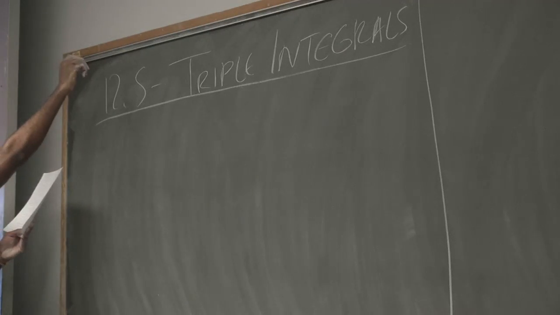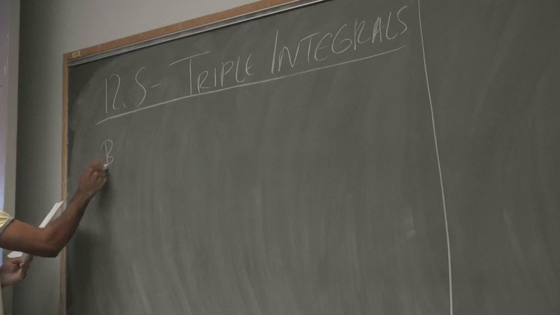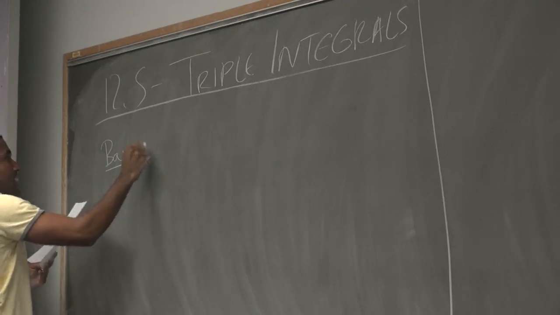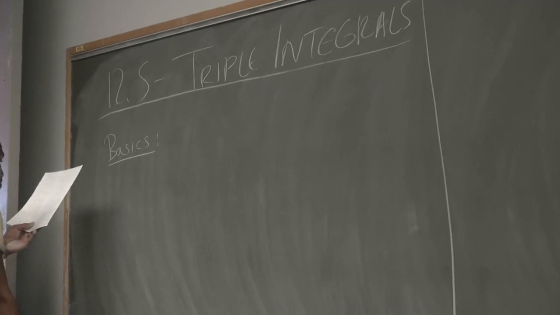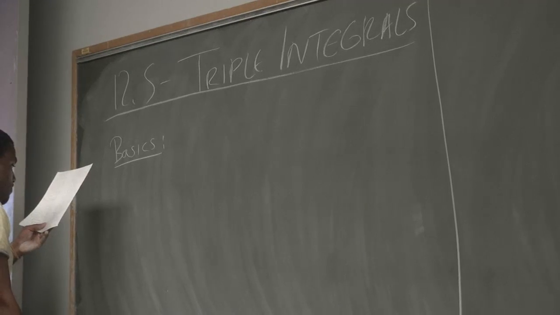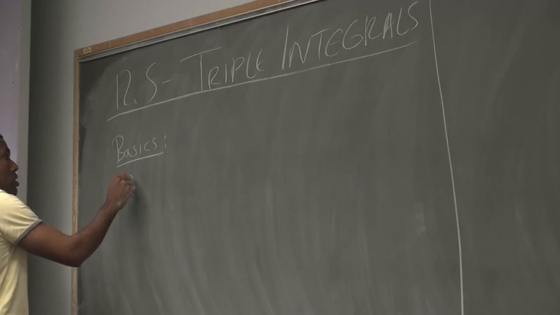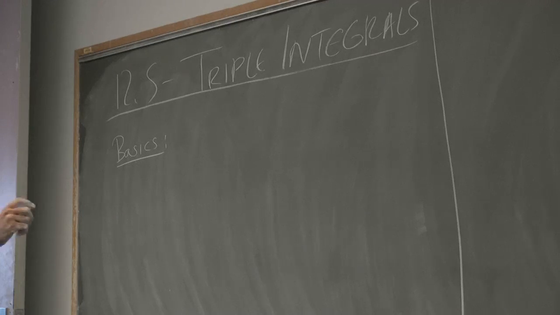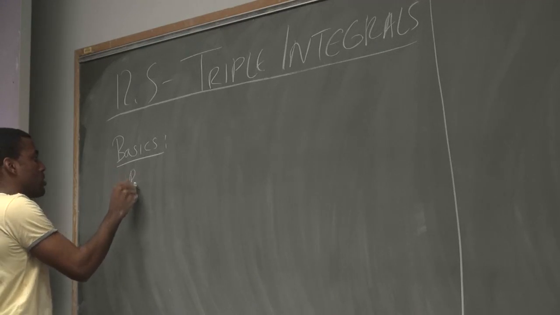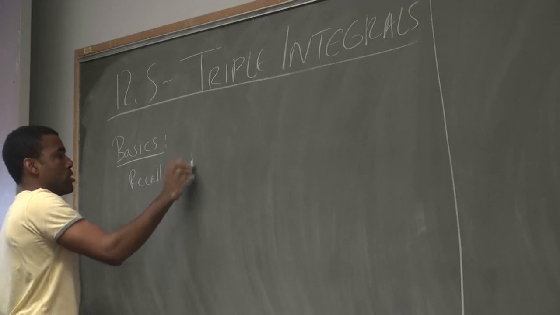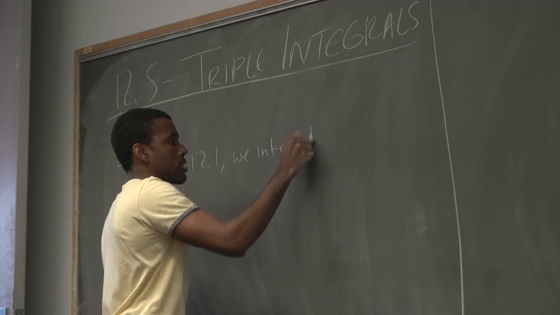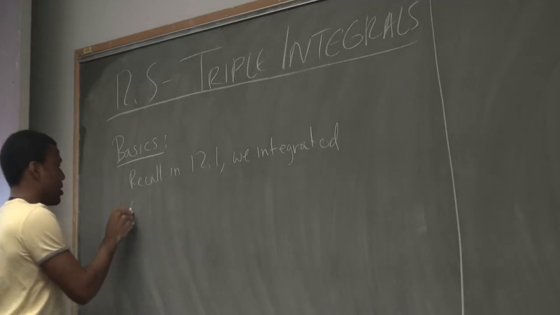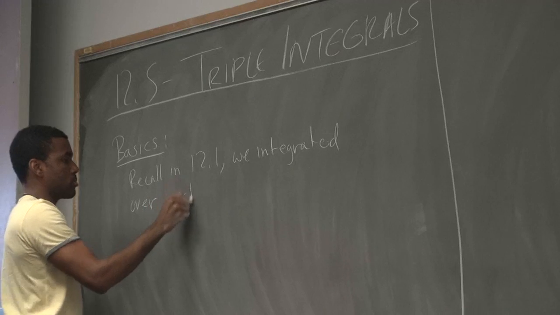Okay. Let's look at the basics. The rest of this was below the curve. Okay. Let's start with the equivalent of 12.1. So recall in 12.1 we integrated over rectangles.